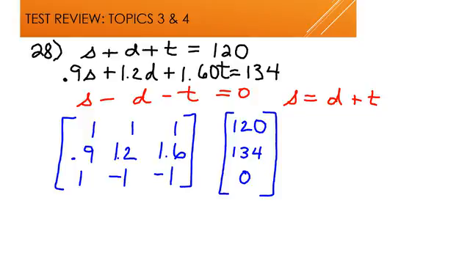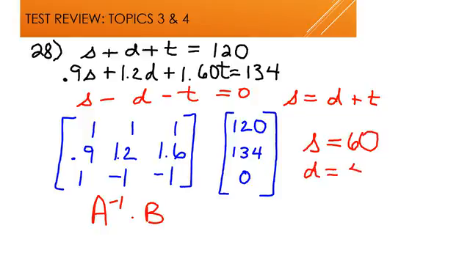And once I put that in the matrix, using A inverse B, my answer will be S equals 60, D equals 40, and T equals 20. And that is my final answer.